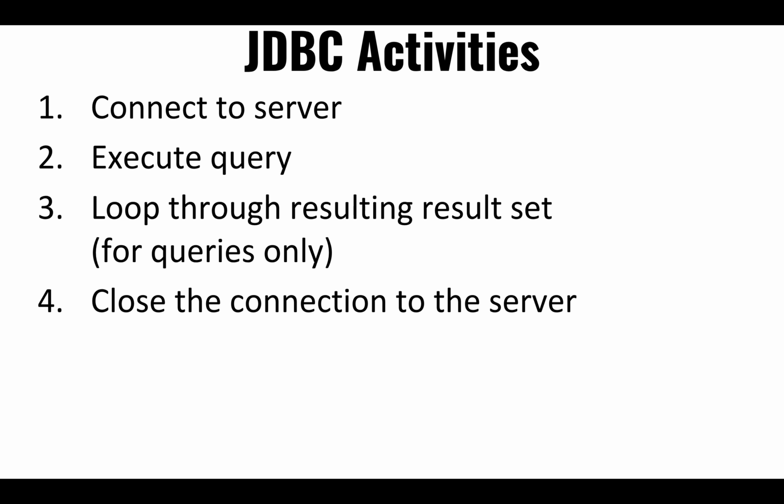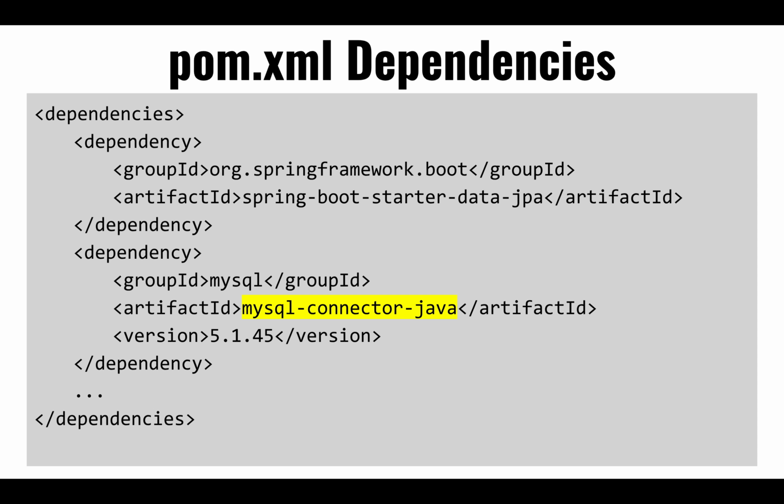Let's look at an example. The general steps of interacting with the database are getting a hold of a connection, executing the query, iterating over that query, and then closing your connection. As a dependency, we are going to need to add to your project at least the MySQL connector, the Java connector. This is the library that implements the JDBC API for the MySQL vendor.